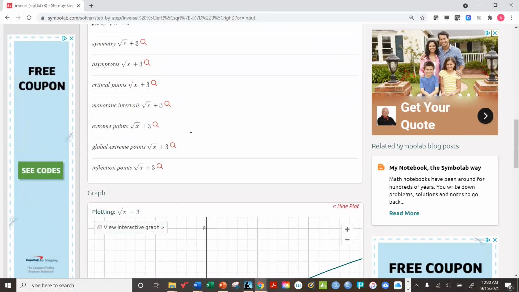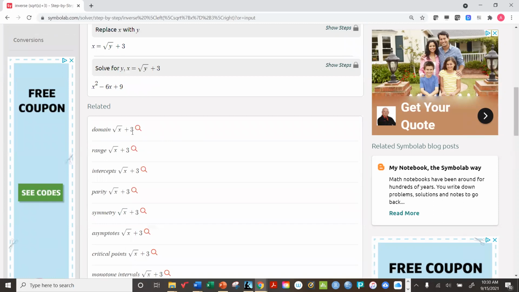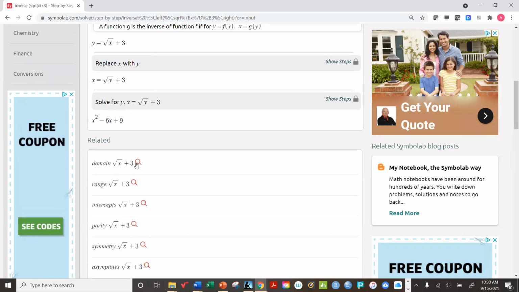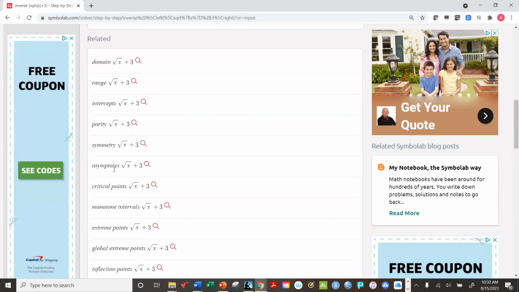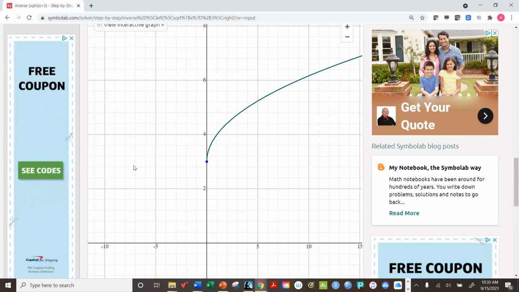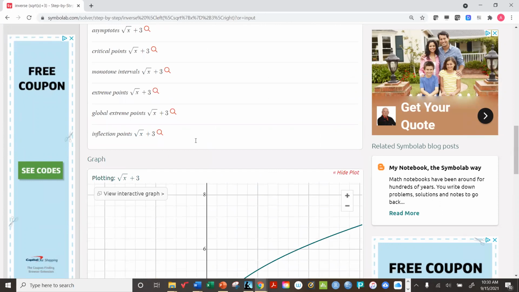All right. And also, if you look down here, sometimes if you were wondering, if you wanted to then go ahead and investigate the domain and the range, it's all down here. Asymptotes, you name it, it's here. Inflection points, we don't know what that is yet, but extreme points we'll investigate.